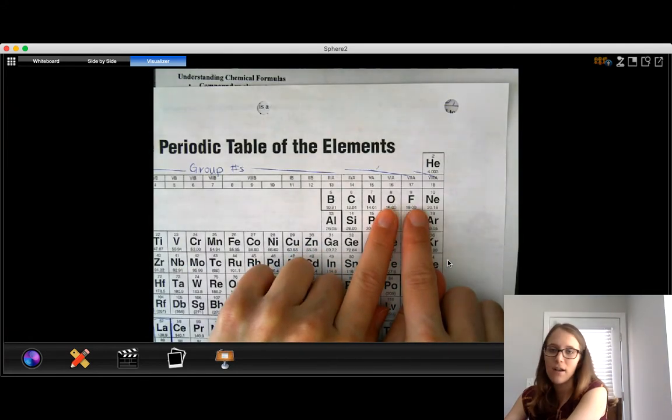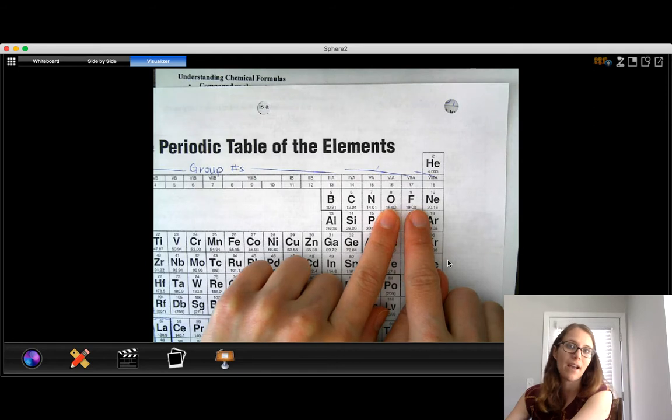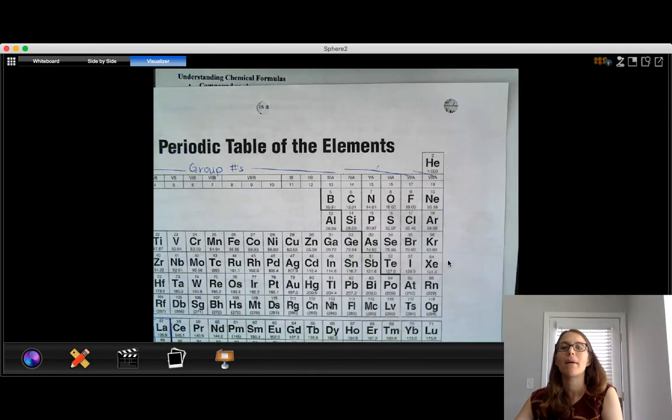If I were to pick 2 elements that are both over here, like oxygen and fluorine, that would not be an ionic bond, because that's not a metal and a nonmetal.